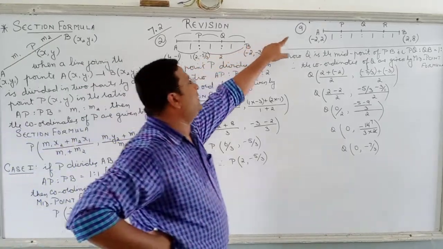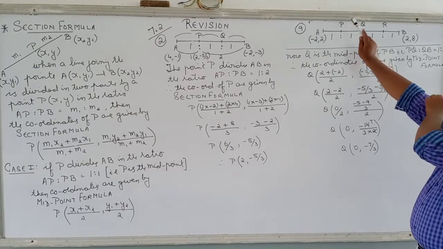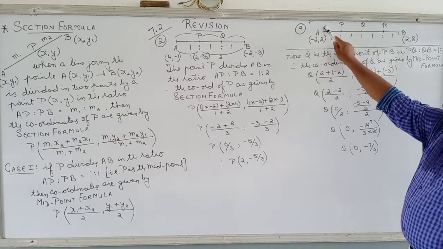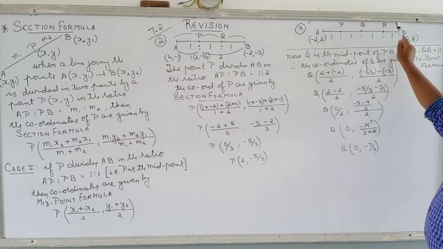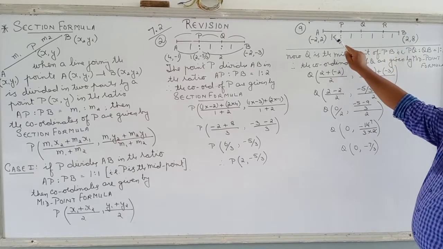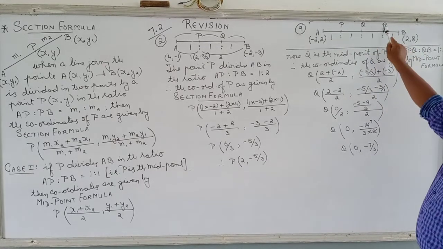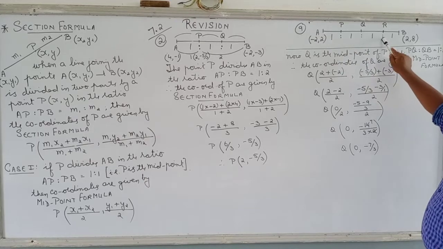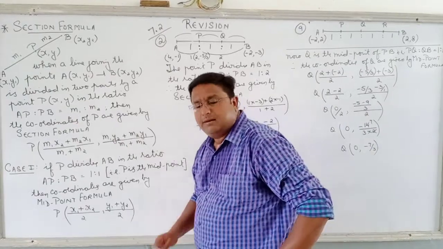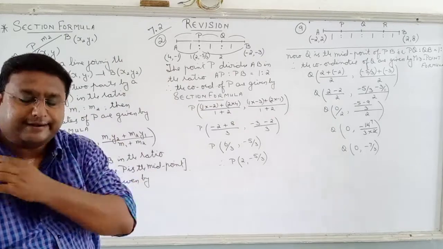Please practice question number 9. You can do it by section formula, you can do it by midpoint formula. If I talk about section formula for this question, just check: is this P dividing the line AB in the ratio AP is to PB, that is 1:3? If I talk about Q, it divides AB in the ratio 2:2, that is midpoint. R divides AB in the ratio 3:1. You can do it by section formula, you can do it by midpoint formula as well. Clear? So this is question number 2 and question number 9.